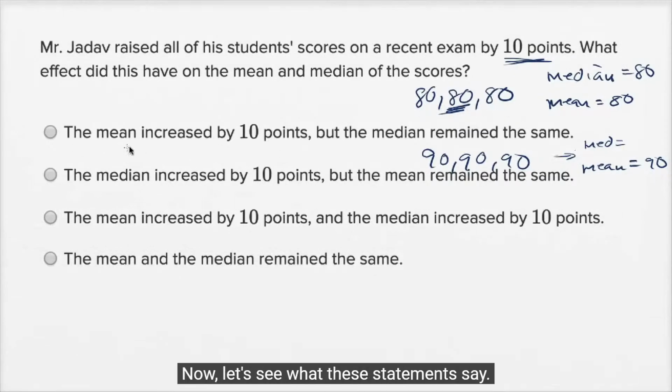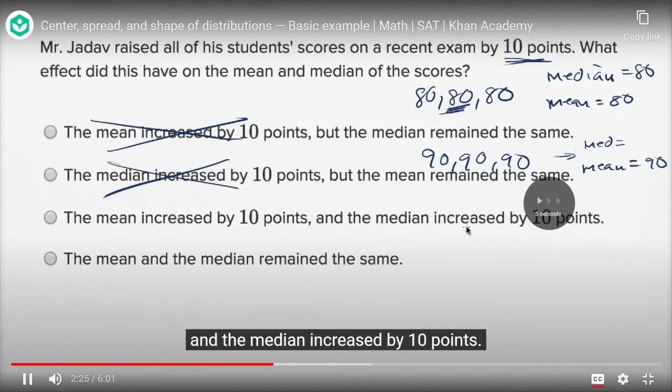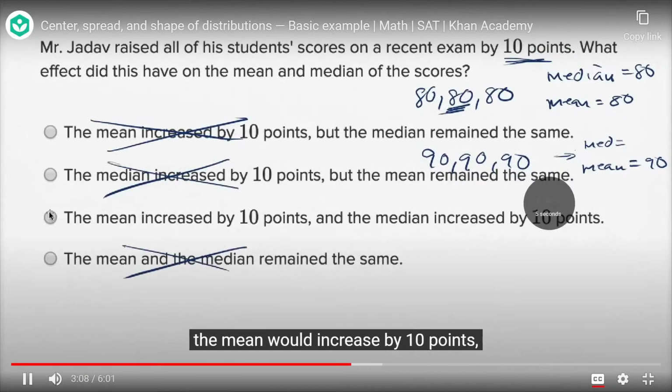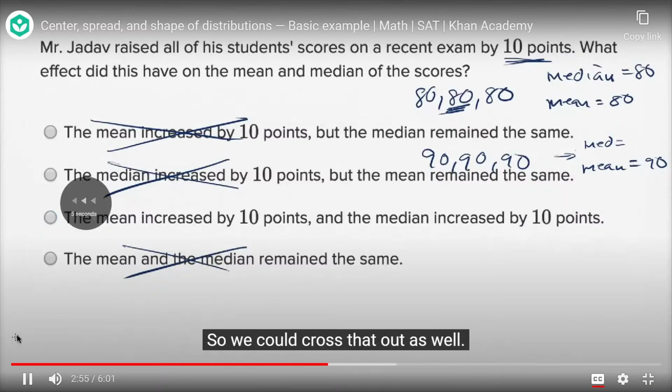Now let's see what these statements say. The mean increased by 10 points, but the median remained the same. That's not the case here, so it contradicts this. Now, I'm sure a lot of you probably want a little bit more of a rigorous approach as well.